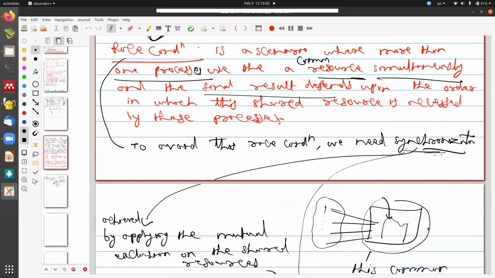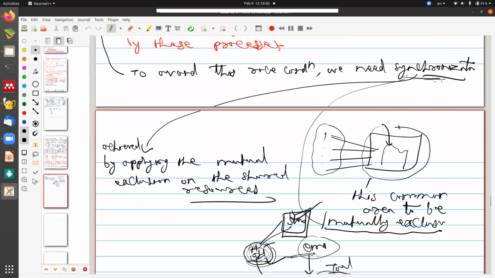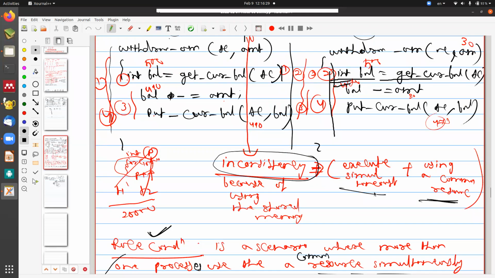Then how to achieve this synchronization? They are saying, since my common area is creating an issue because more than one process is accessing the common area, why don't you make this common area mutually exclusive, so that if one person is using this common area, another person cannot use the common area at the same point of time. We have studied that because of this access at the same time, the inconsistency comes.